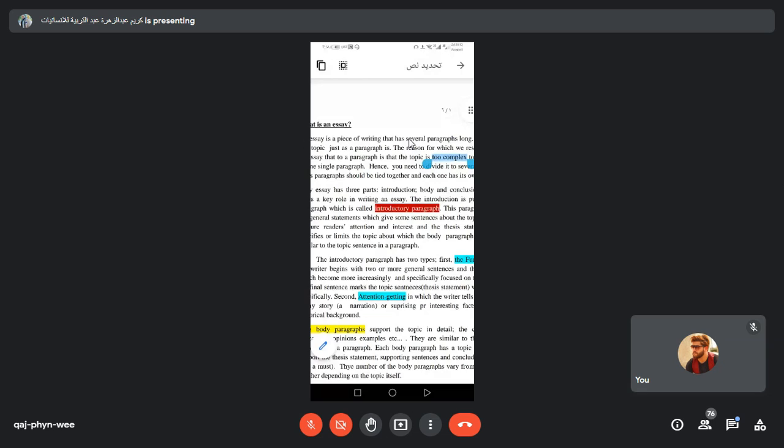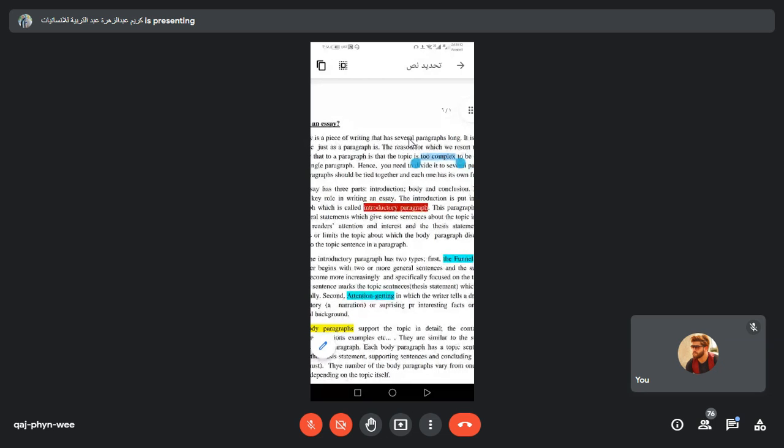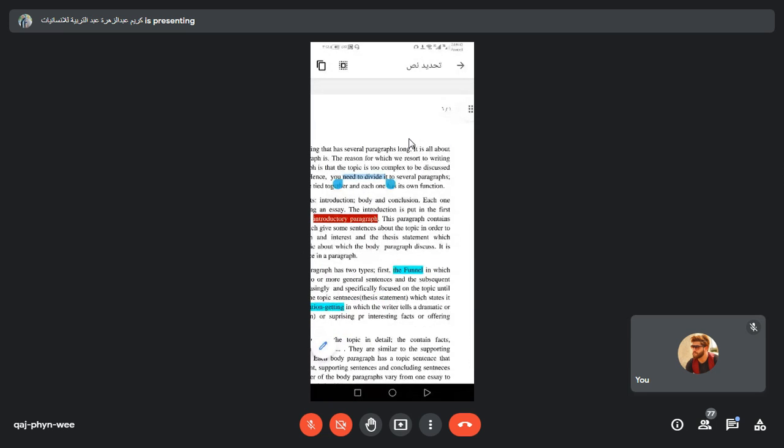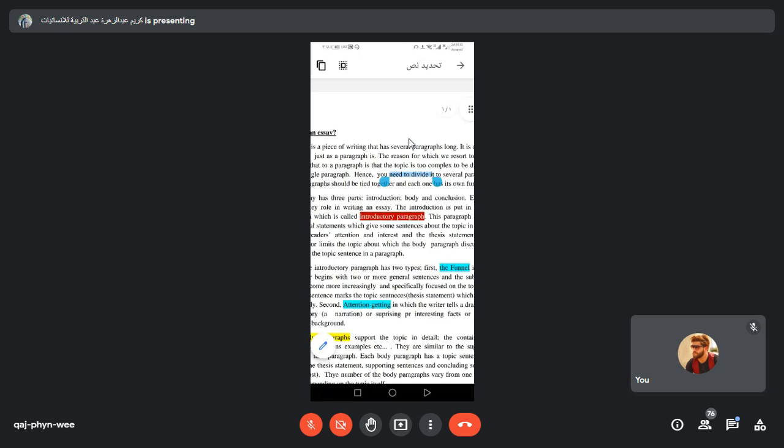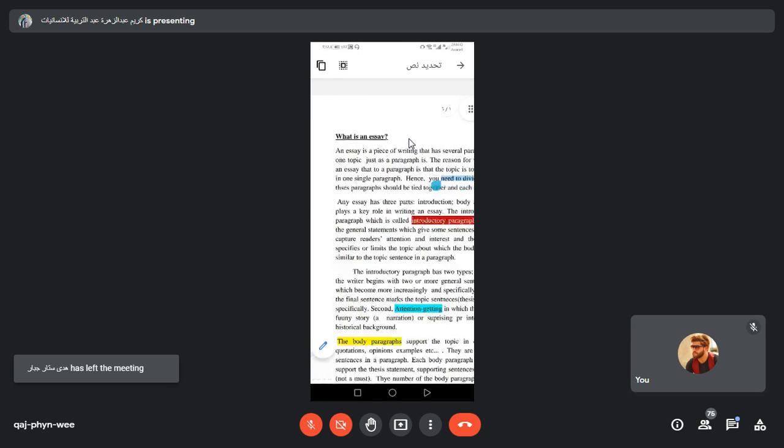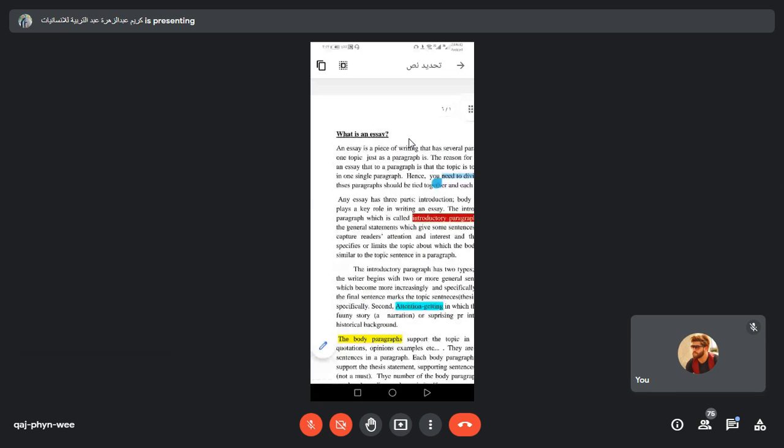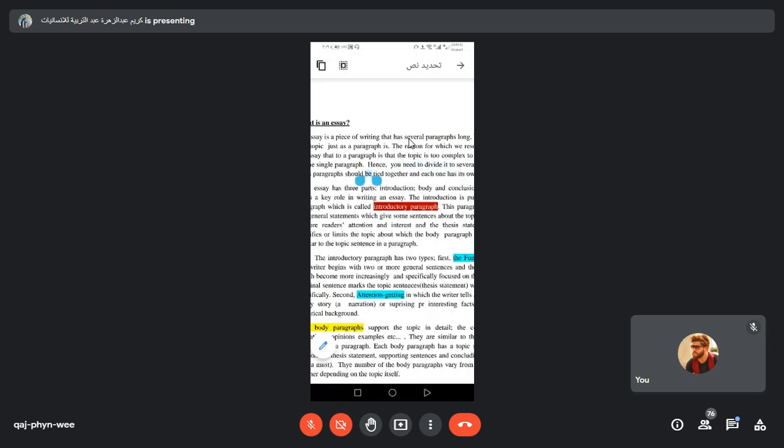Hence, and therefore, you need to divide it into several paragraphs. You need to divide your topic into several paragraphs because one paragraph is not enough for your topic. The paragraphs should be tied together, linked together. And each one has its own function.